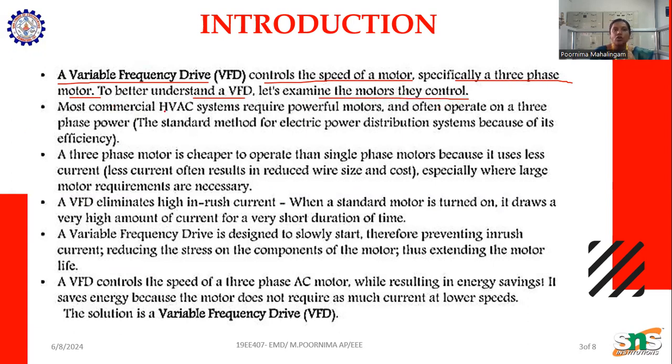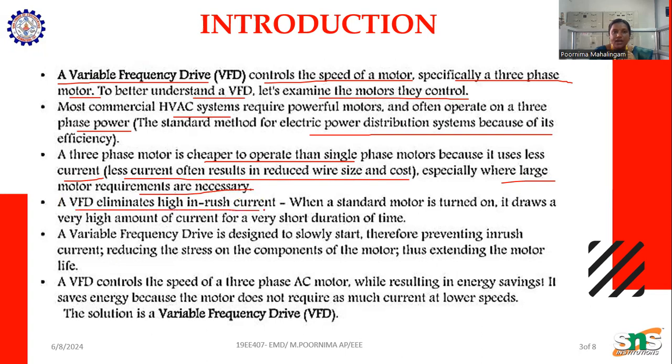Most common commercial HVAC systems require powerful motors and often operate on three-phase power. The standard method of electrical power distribution is efficient. A three-phase motor is cheaper to operate than a single-phase motor because it uses less current. The main thing is that it is less current. That less current often results in reduced wire size and cost, especially where large motors are necessary.